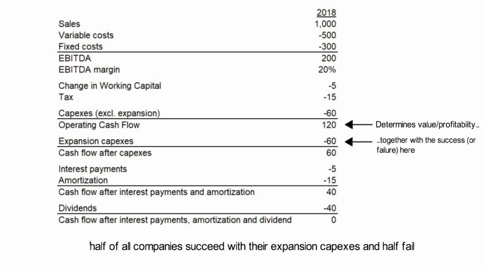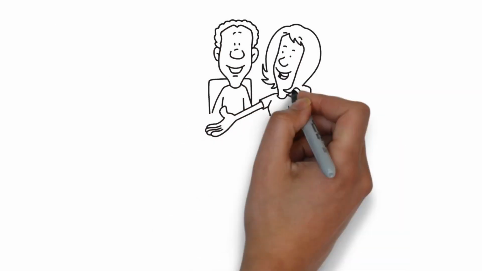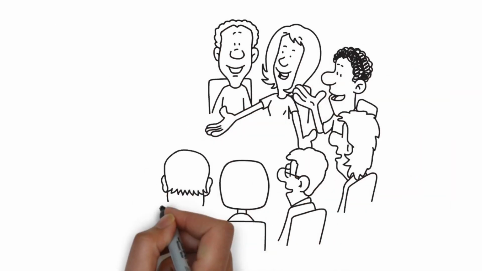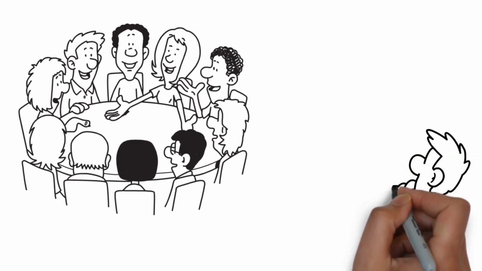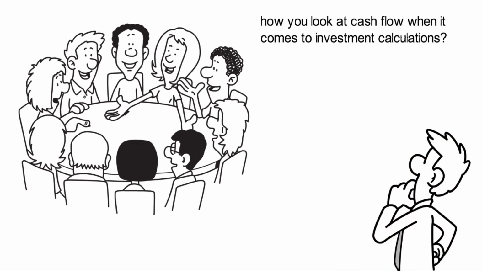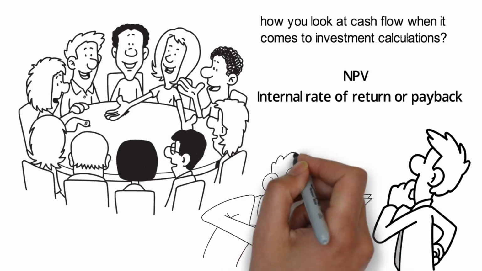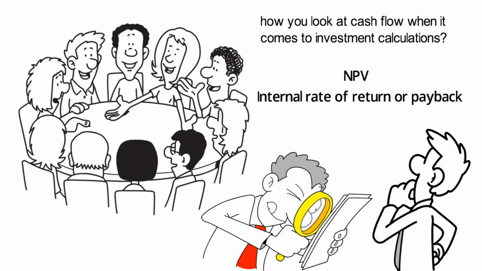Now let's take a step back for a moment. Within a company, how the company looks at cash flow is rarely discussed. Why that measure, or KPI as some would call it, is used for determining if a capex brings value or not. Have you ever thought of or discussed that in your company, how you look at cash flow when it comes to investment calculations? You look at cash flow, future cash flow, and you use NPV, internal rate of return or payback, or something similar to evaluate if a capex is good or bad. There is a reason for that, which I'll explain now.